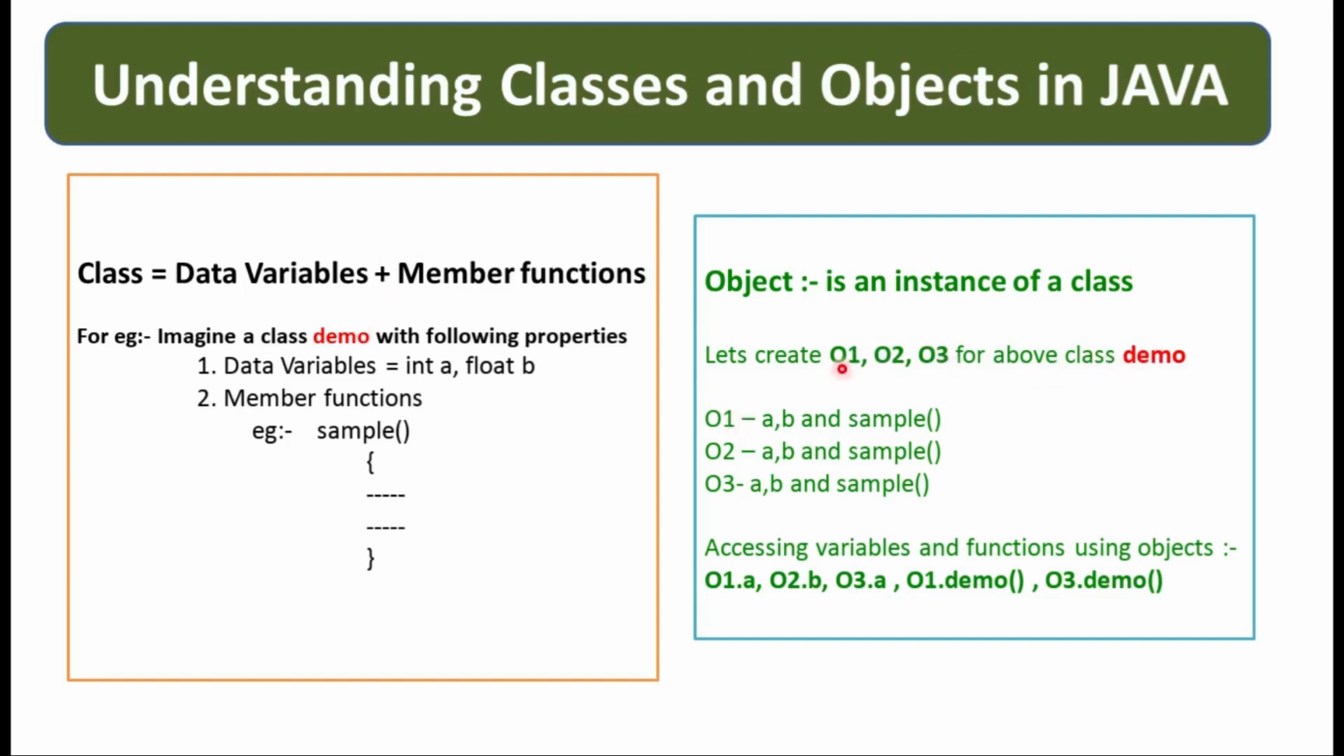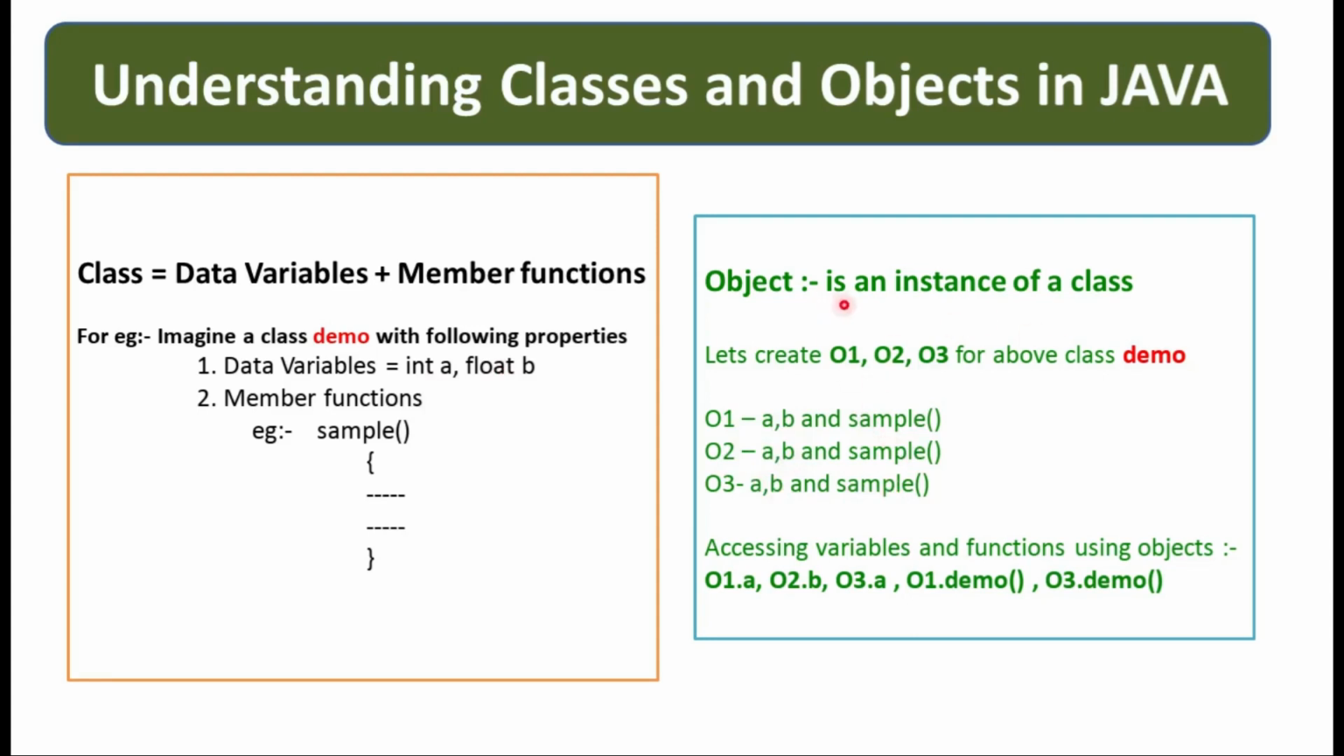Meaning that whenever you have created O1, O2, O3, in our previous example, we constructed 3 houses based on a design. Each house has 3 independent bedrooms. So if you have constructed 3 houses, then each house will have 3 bedrooms in it. In the same way, you have created 3 objects O1, O2, O3. O1, O2, O3 will independently have the variables a and b and the sample function. In the same way, O2 will have a and b as well as the sample function.